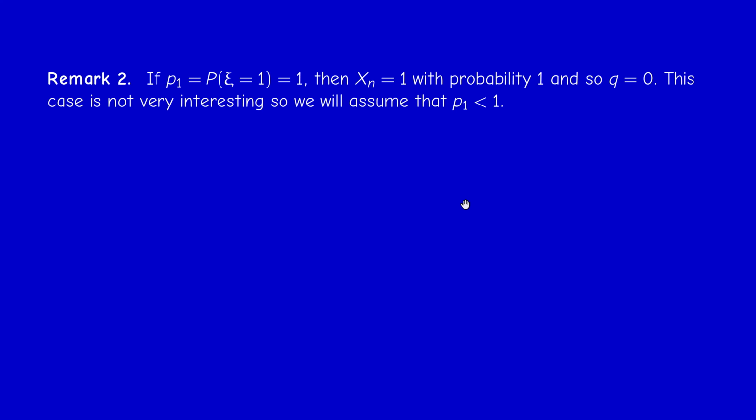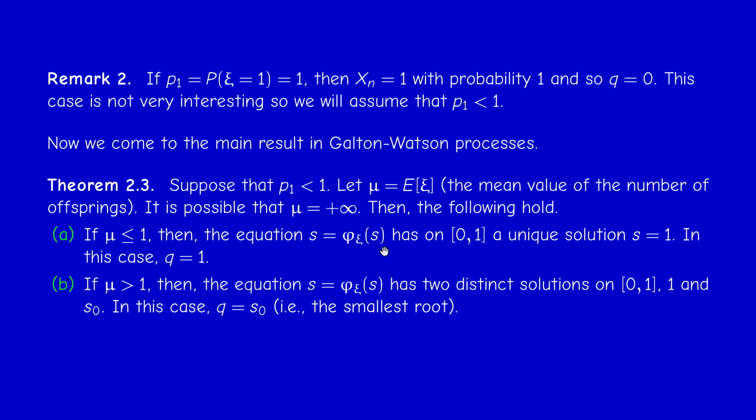Okay, so we start with 1 individual. Next day, we'll have 1 individual, and so on. So this is an extreme case. It's not interesting. So it's useful to consider the general case where P1 is strictly less than 1. It's more interesting. And here is our main result about Galton-Watson processes. So we suppose that P1 is less than 1, and I call mu the mathematical expectation of Xi, the random variable of reproduction, right? So it's possible that mu equals plus infinity, as I said.